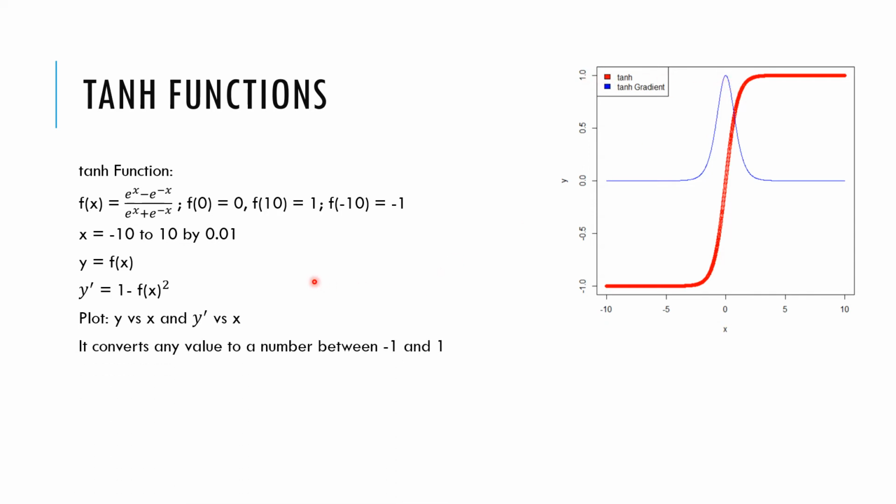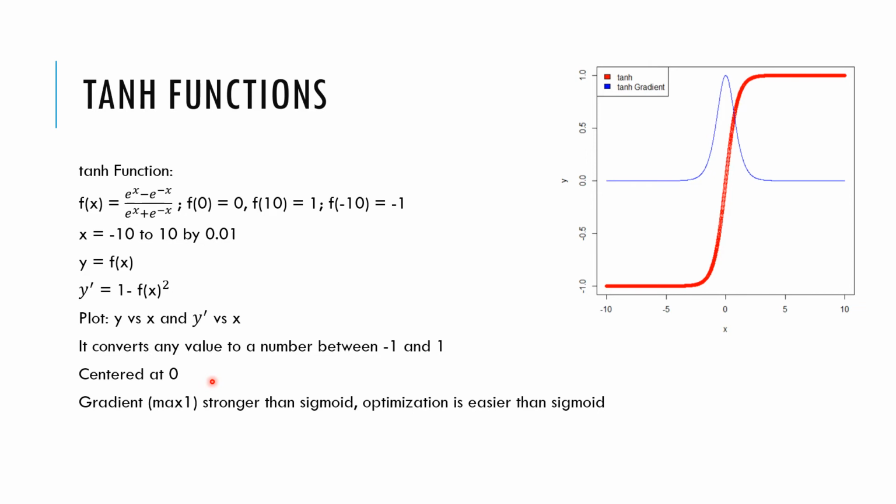So it is better than the sigmoid function for sure, and the values vary from minus 1 to 1. It's centered at 0. The gradient is maximum 1, so it's definitely better than sigmoid, where the maximum is 0.25. So it's stronger than sigmoid, and optimization is easier in tanh than sigmoid. These are the advantages over sigmoid. However, the issue of vanishing gradient doesn't get resolved. So then we come to the ReLU function. The ReLU function is defined as f(x) equal to max(0, x).